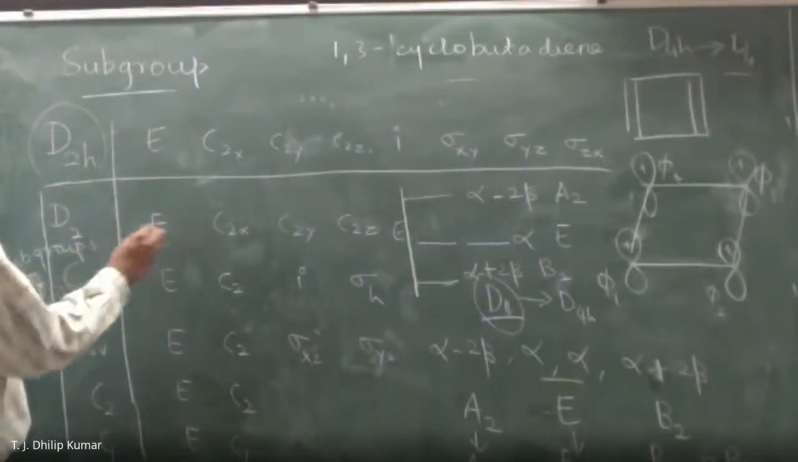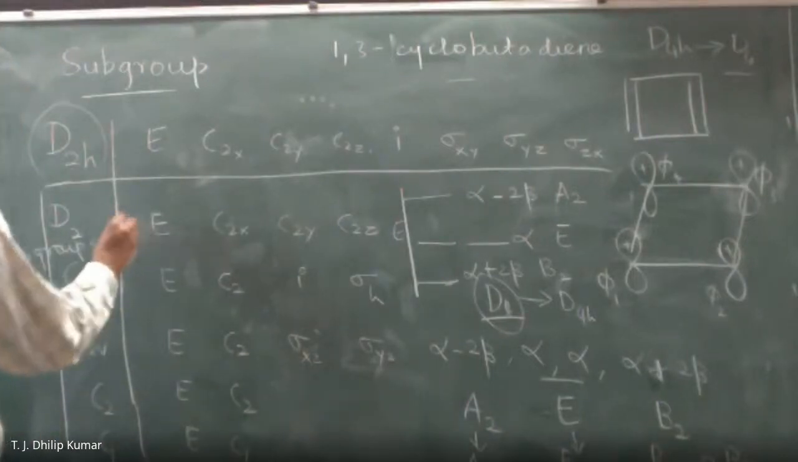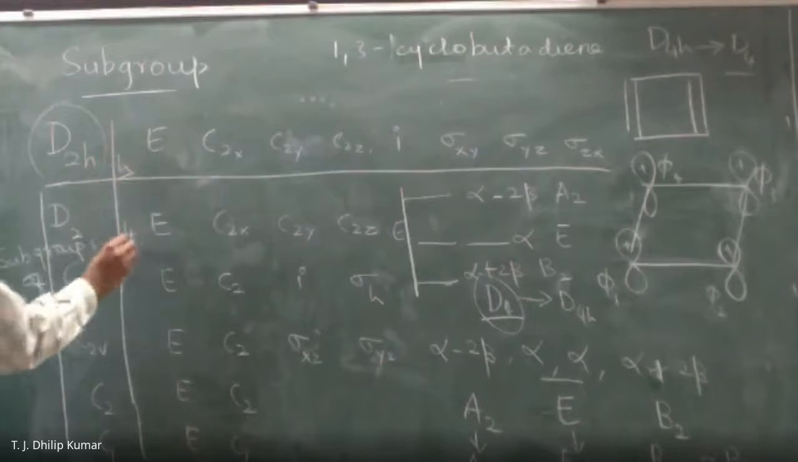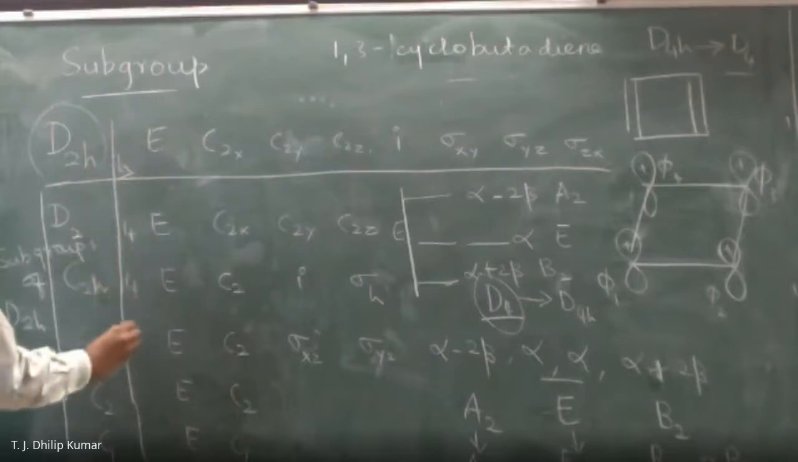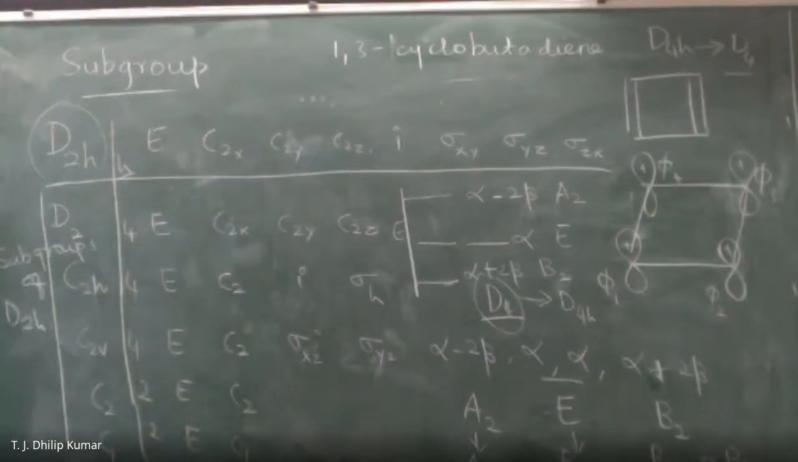So the order will be lower. H will be just 4 here, and then here it's also 4, 4, 2, 2. The order of the group will be different in subgroups, whereas in D2h it was 8, in other cases it is lower.